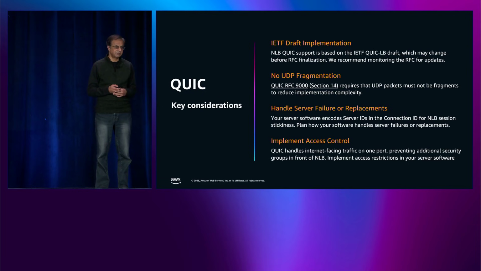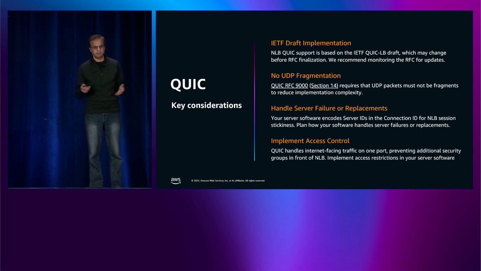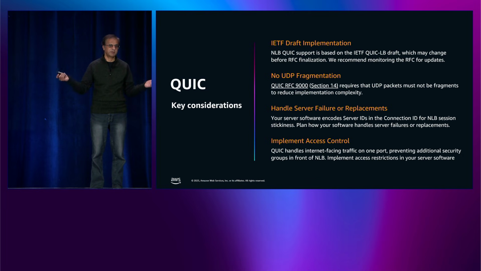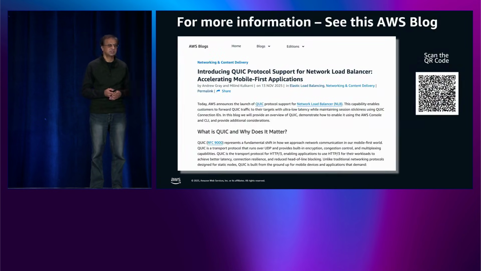And last but not the least, QUIC allows you to take internet-facing traffic, and therefore you have to disable your access control. So if you're enabling access control, you'll have to implement it somehow on your endpoint. That's again the definition of the protocol. I just want you to be aware of it. All of those things are documented in the blog that we wrote a few weeks ago. So feel free to scan the QR code. What you just saw here is exactly documented here.